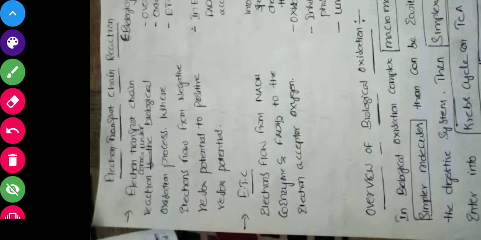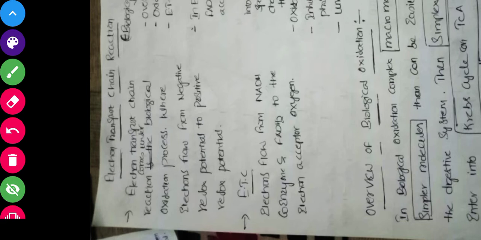In the electron transport chain reaction, what will happen? The electrons will flow from negative redox potential to positive redox potential. Actually, when the redox potential is negative, it has a higher number of electrons, so the electrons will flow from negative to positive. Understood? So when we know the redox potential, we will know from which pair the electrons will flow to which pair. We will see that in the future slides.